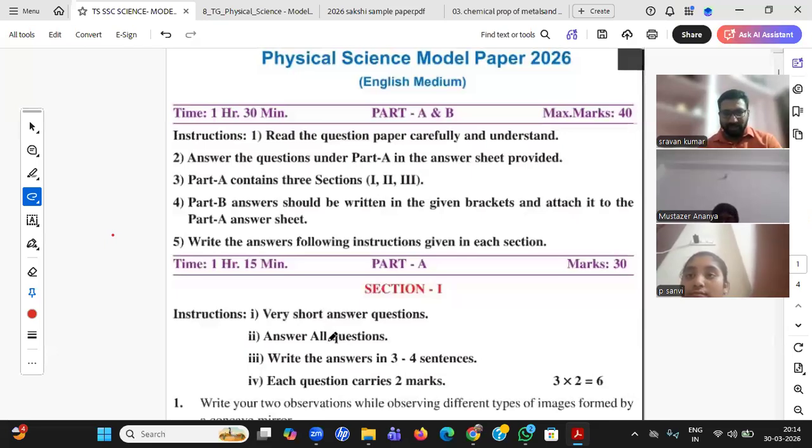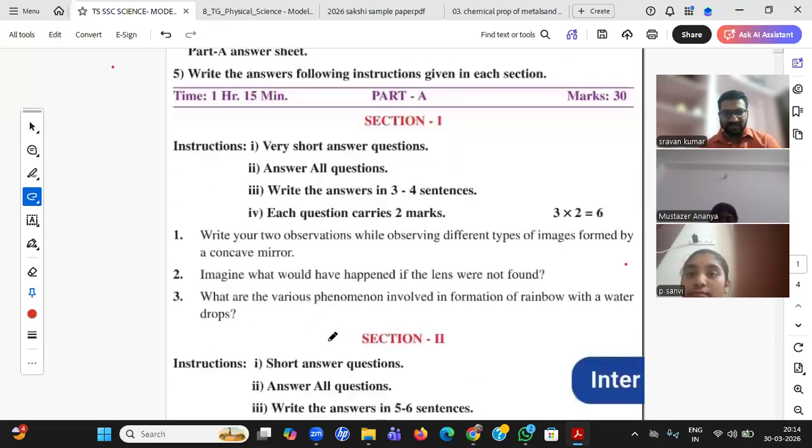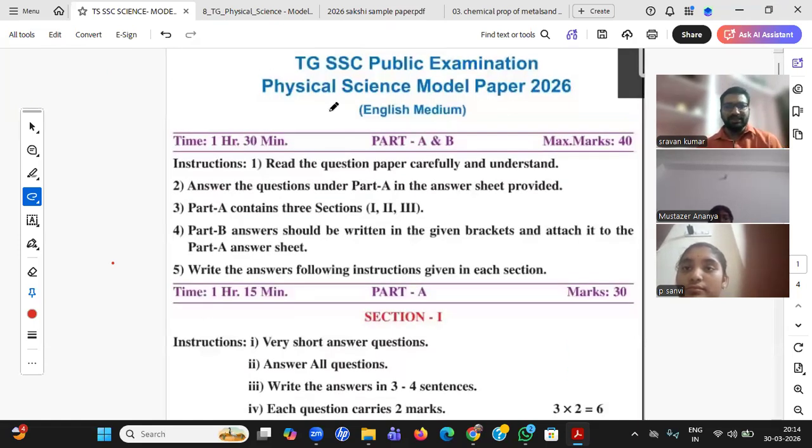First of all, tell me, Ananya, did we discuss this set? You see. We did, sir. Okay, so this set we have completed, student. This is the sample paper set: TEG business C public examination physics science model paper 2026.